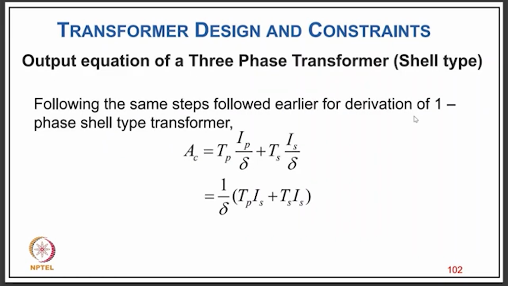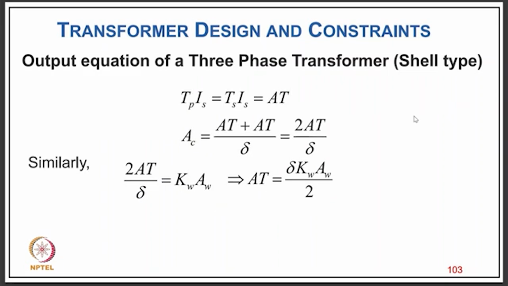Now coming to the output equation of the three phase shell type transformer, following the same steps as earlier for the single phase shell type transformer, Ac equal to Tp Ip upon sigma plus Ts Is upon sigma, that is equal to 1 upon sigma in bracket Tp Ip plus Ts Is. With Tp Ip equal to Ts Is equal to AT, Ac equals (AT plus AT) by sigma, so that is 2 AT upon sigma equal to Kw Aw. So AT becomes sigma Kw Aw by 2.